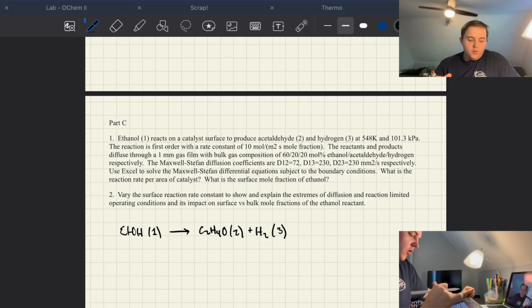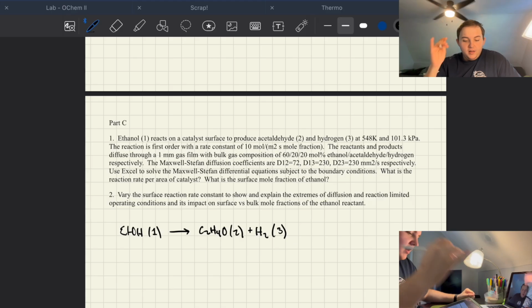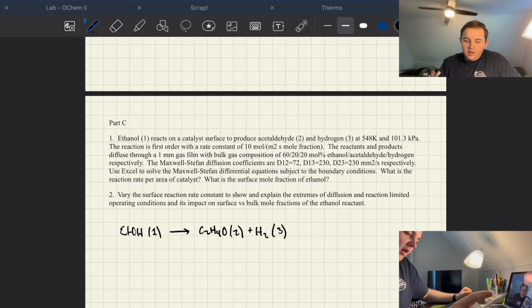Okay, homework 4, part C. Our question is, ethanol reacts on a catalyst surface to produce acetaldehyde and hydrogen at 548 Kelvin and 101.3 kilopascal. The reaction is first order with a rate constant of 10 mole per meter squared per second mole fraction.